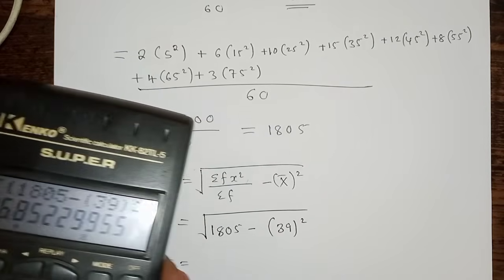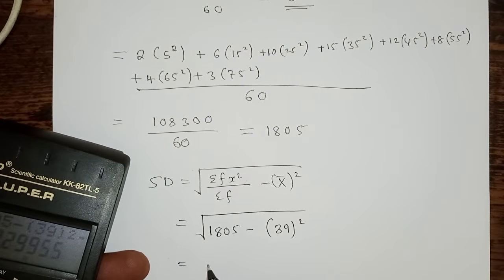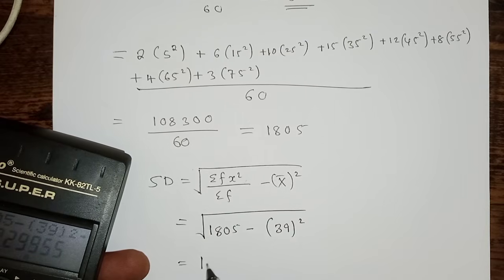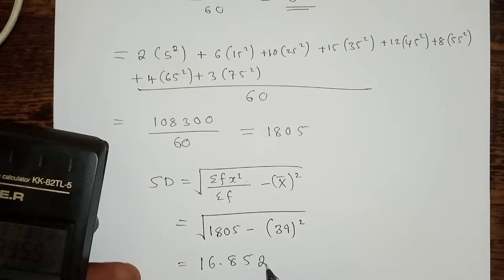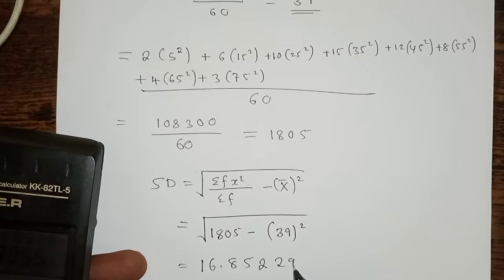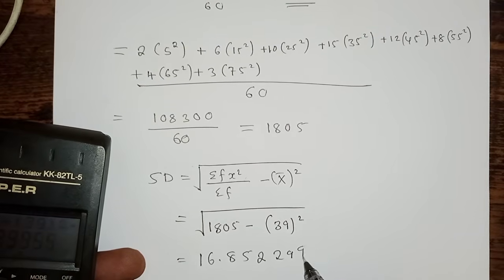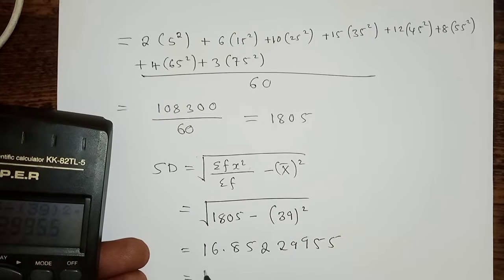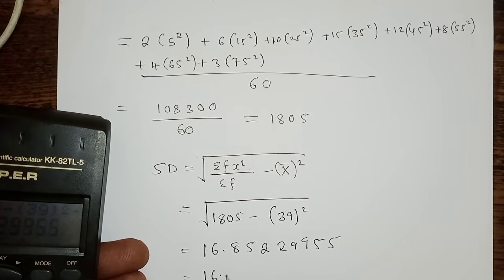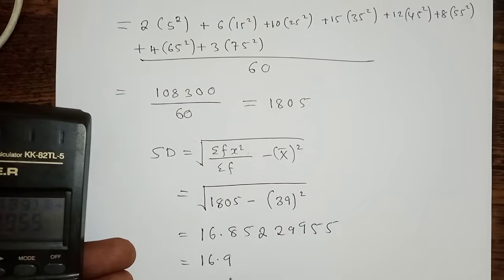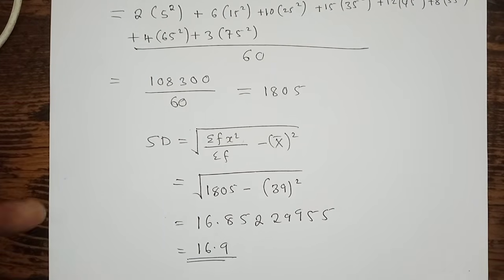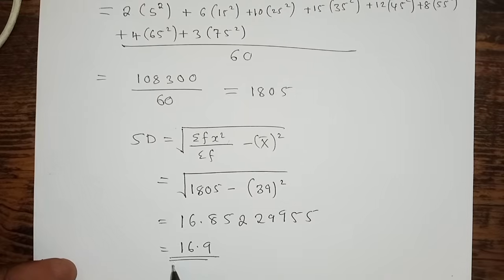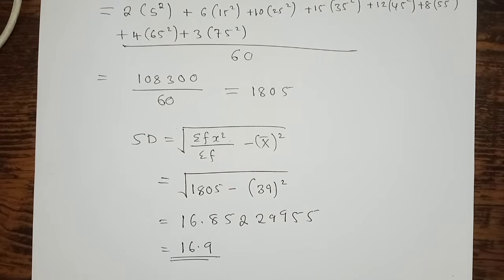What are you getting? You find that the answer will be equal to 16.8522955. So you can just say 16.9. Okay, I've rounded it off to 1 decimal place. So that is 16.9, and this is our answer. This is how we find the standard deviation.